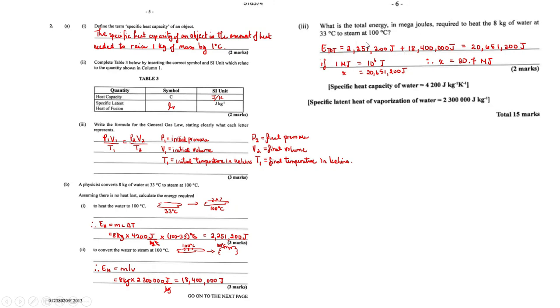That is where you're going to add the two calculations that you just did, and then you're going to change it to megajoules because that was the request in the question. Change to megajoules, and so you see my ratio set up here, where 1 megajoule is equal to 10 to the 6 joules. So therefore we're going to divide 20 million plus by a million. Okay, and this question would have given you 15 marks.